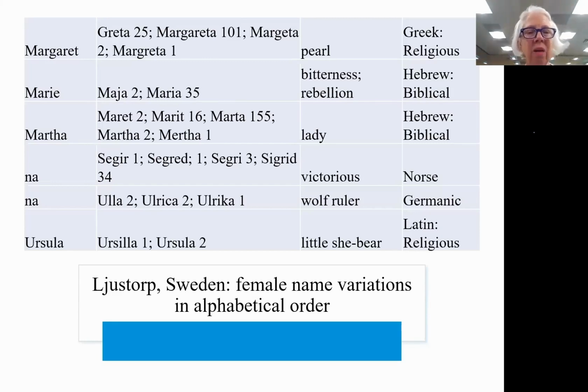So it's Marta and Merta. And then another one that's Norse that doesn't have an English correspondent, but has variations, Seger, Segrid, Sigri, etc., and then Ulrich, Ulla, Ulrika, etc. And then Ursula. Now, I'm going to go more quickly through the next slides.